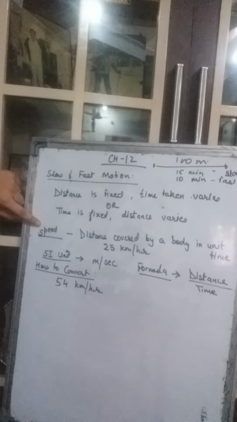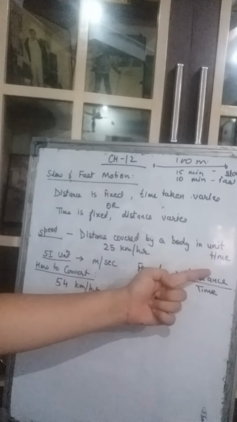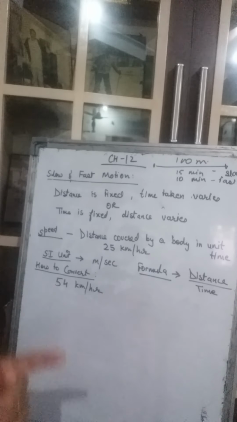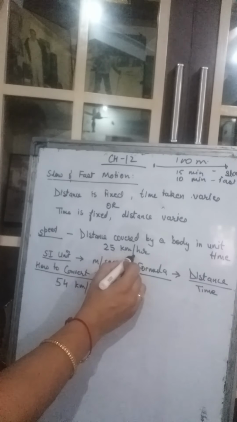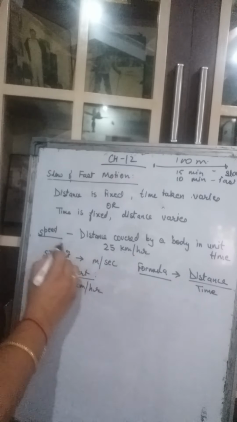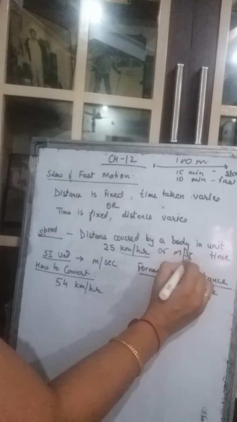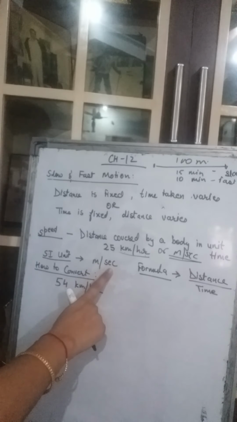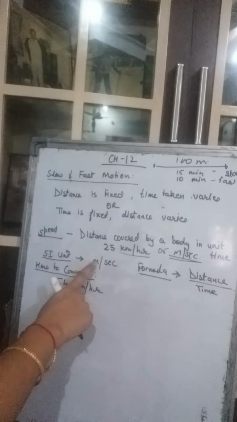Now, what do you mean by speed? Speed means the distance covered by a body in unit time. Unit means one. One time means 1 hour or 1 second. Suppose it is written 25 kilometer per hour. The unit of speed is either kilometer per hour or meter per second. These are the two units of speed. But the standard international unit is meter per second only. We can express speed in kilometer per hour also, but the standard unit is meter per second.